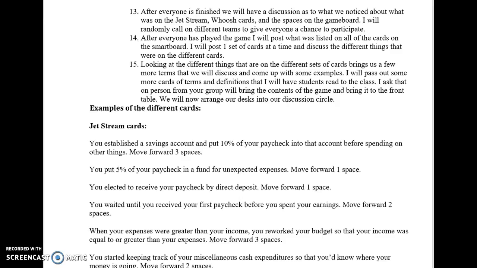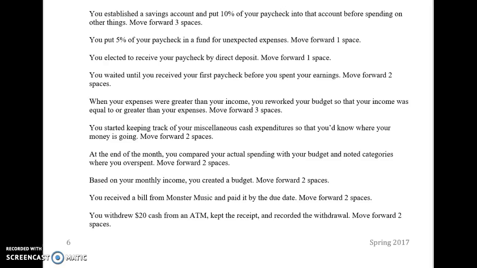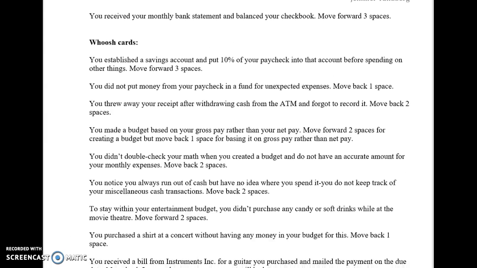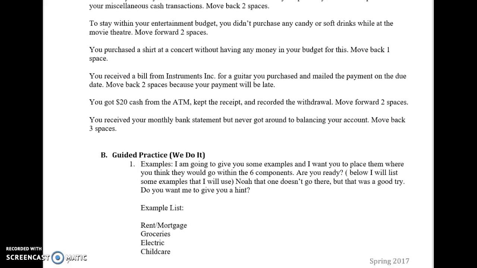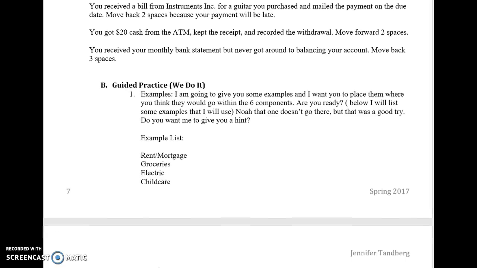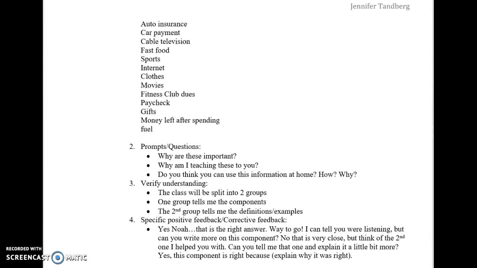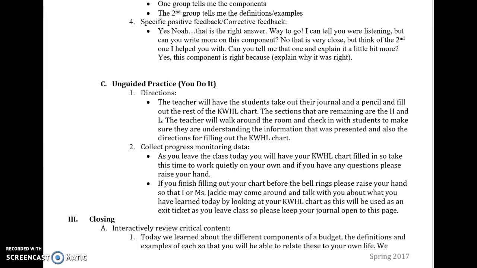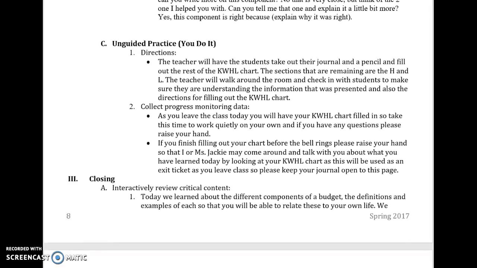And then I'm going to explain the different cards from the game, the different things that they have on them and how they relate to making a budget. So here's a list of all those. And then I'm going to give them a list of some examples, and then I want them to place them in the different categories. And then the unguided practice, we're going to fill out the rest of the KWHL chart. So the H and the L we're going to fill out.